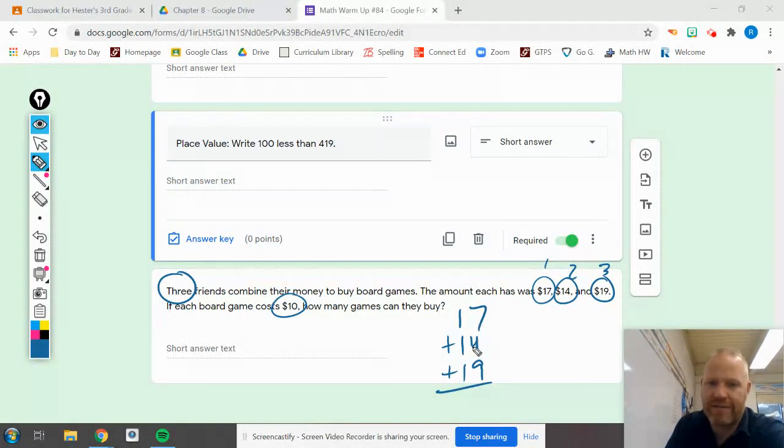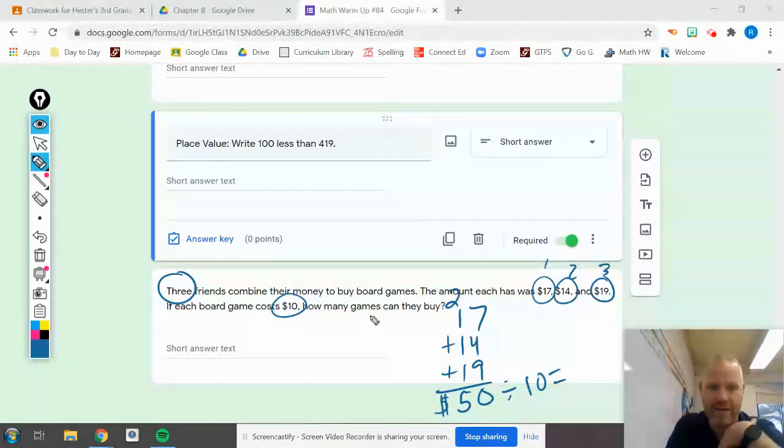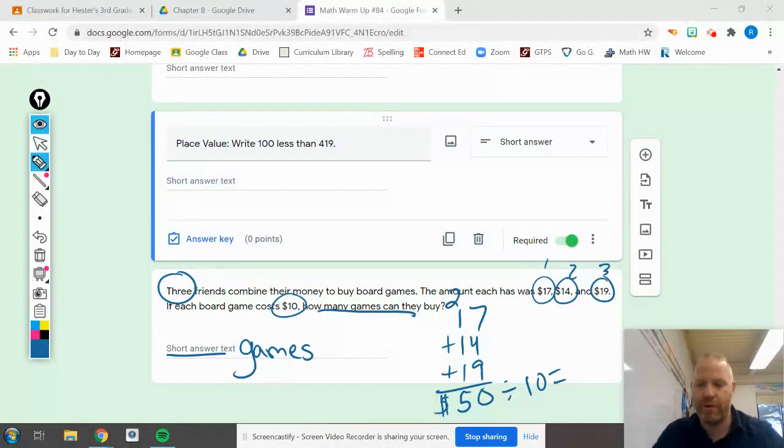So we start counting. 7 plus 4 is 11. 11 plus 9 is 20. So we put our 0 down here and our 2 up top. 2 plus 1, 3 plus 1, 4 plus 1, 5. So we have $50. So we know that there's $50 divided by 10. 50 divided by 10 equals how many games they can buy. So how many games? Put your answer, and don't forget, a word answer for a word problem. Once you're finished, you're done with your math.